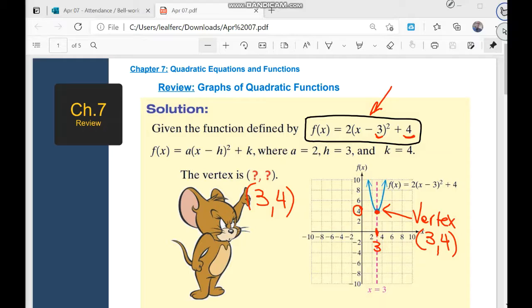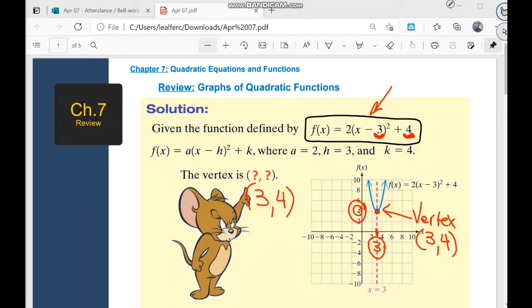So that's right. Thank you, Jonali. X equals 3, you can find here on the equation, on the function. Y equals 4, or you can find it from the graph. X equals 3, y equals 4. Nice, excellent.